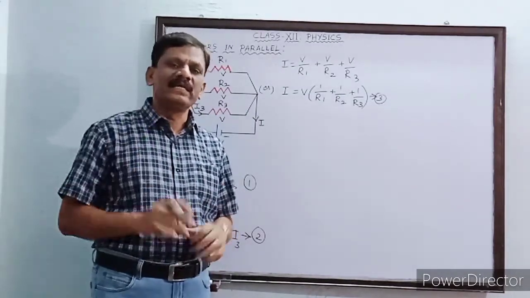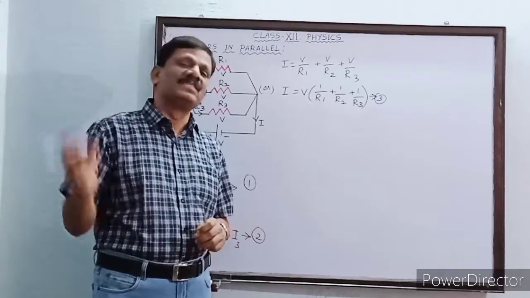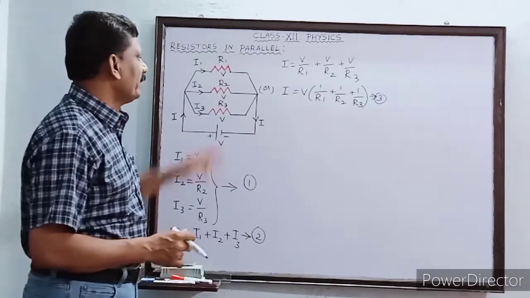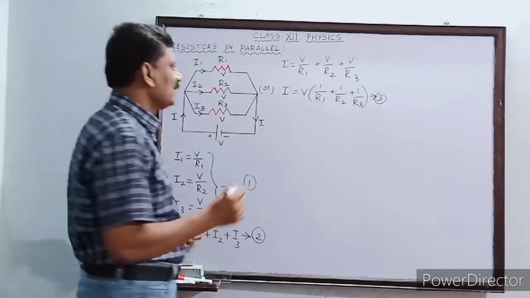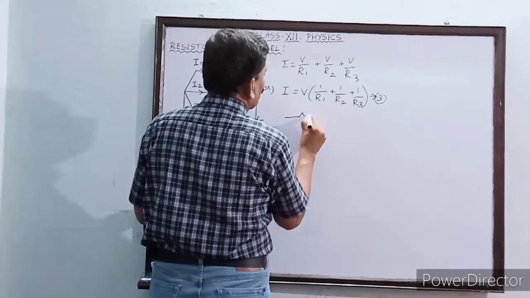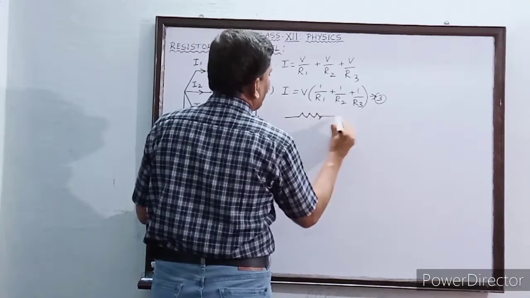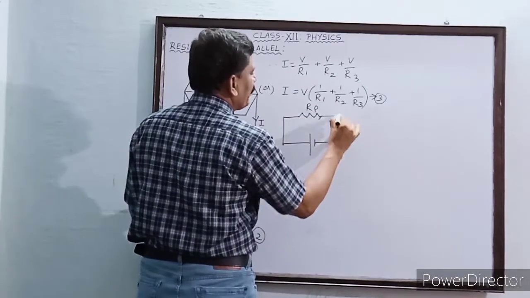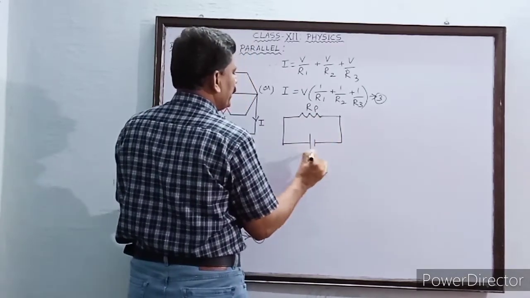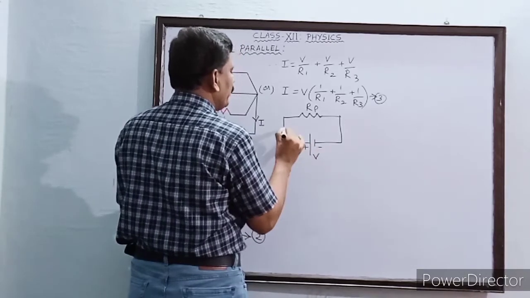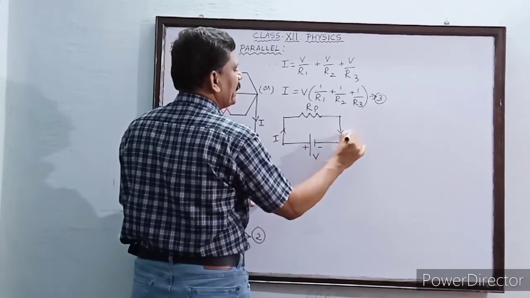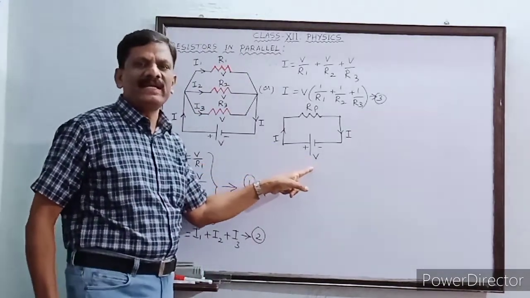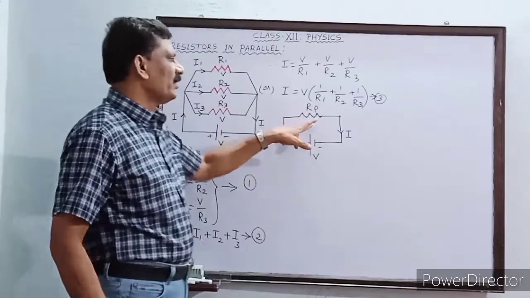Then only I can get the equivalent resistance, the resistance which is equivalent to the parallel combination of the 3 resistors. So I will replace the circuit by a single resistor, denoted by the symbol R parallel. For the same potential difference V volt applied across R parallel, the current supplied is I ampere. For the same current I sent by the battery of potential difference V, the effective resistance is R parallel.